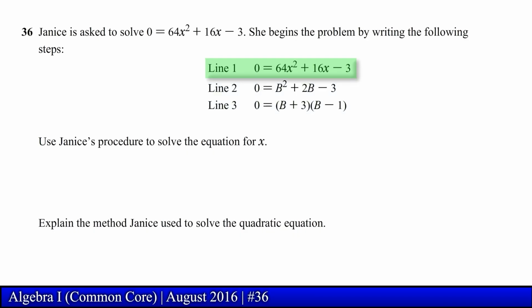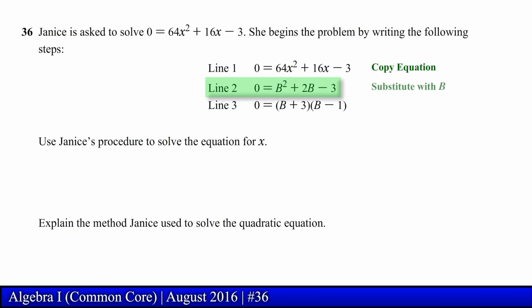In line 1, the quadratic equation is copied. In line 2, a coefficient and the variable x is replaced with the variable b. And in line 3, the new quadratic equation in terms of the variable b is factored. The next step would be to use the zero product property and set each factor equal to 0.